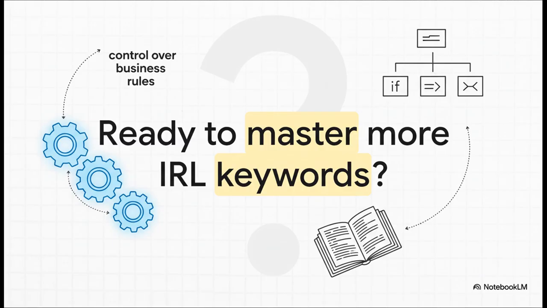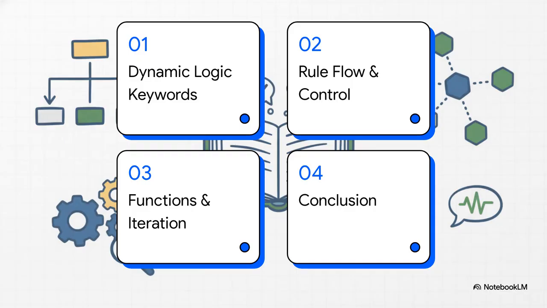This next set of keywords is all about giving you some seriously fine-grained control over your business rules. So here's our game plan. We'll kick things off with keywords for dynamic logic, then we'll get into rule flow and control, and wrap up with functions and iteration. Let's do this.